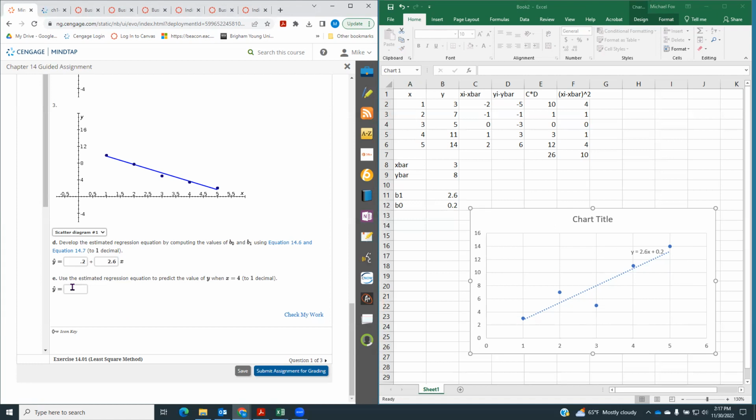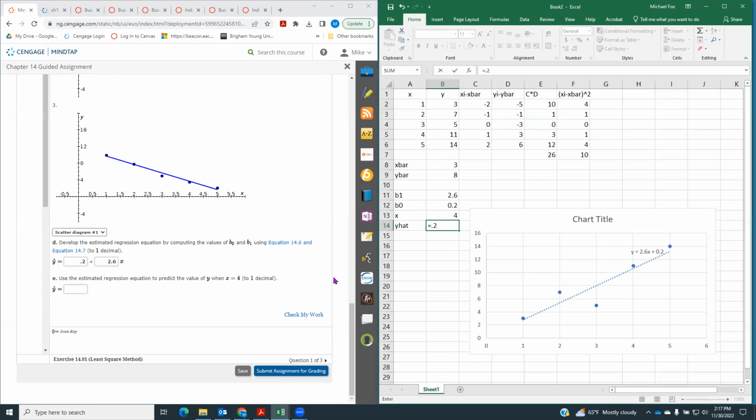And then the last question here is to use the estimated regression equation, the equation we just figured out, to predict the value of y when x equals 4. So if I put x is equal to 4, then y, they call it y hat, which means the estimated value of y for a given value of x. And then we just put in this formula, 0.2 plus 2.6 times the value of x.